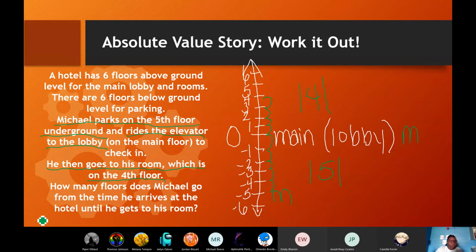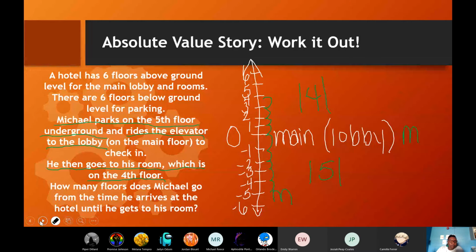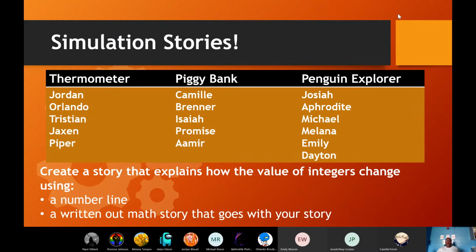So let's talk about what you will be doing today for your independent practice. Any questions here about what we've done? No, ma'am. Okay. So what we're going to do today is you're going to be creating your own simulation story. What I want you to do right now in your notebooks is write down these directions. Even though you're going to see them on the worksheet on Schoology, please take some time to write these directions down. Today, you will be creating your own story using a thermometer, a piggy bank, or the Penguin Explorer.